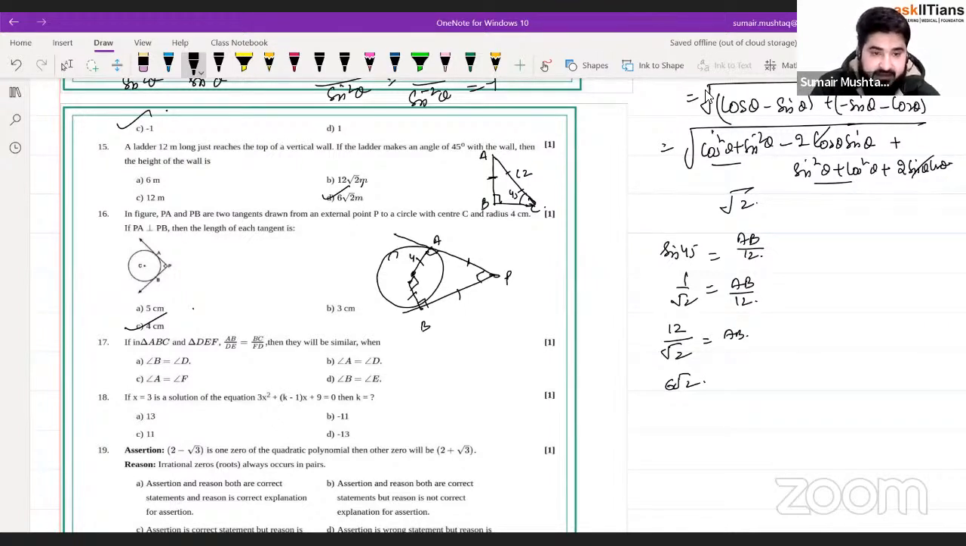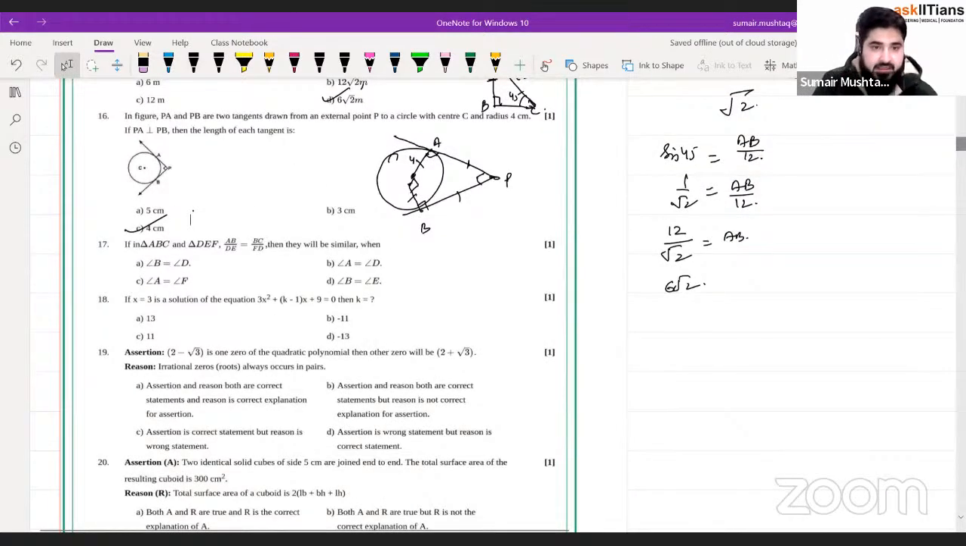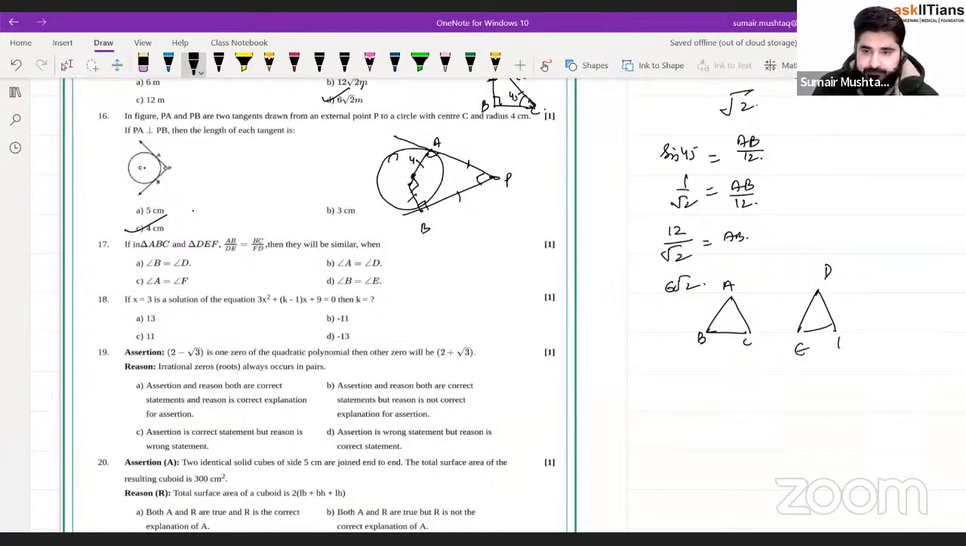Listen, it is given that these two triangles are there, triangle ABC and triangle DEF. AB by DE, then they will be similar. When? Simple. Let's draw the triangles. ABC, DEF. So it is given that AB over DE is BC over FD. BC over FD. So what needs to be done?